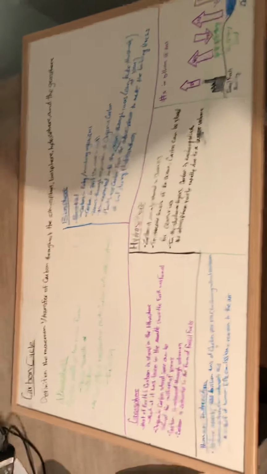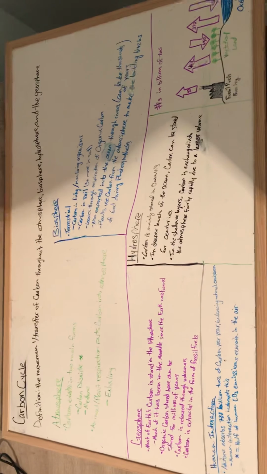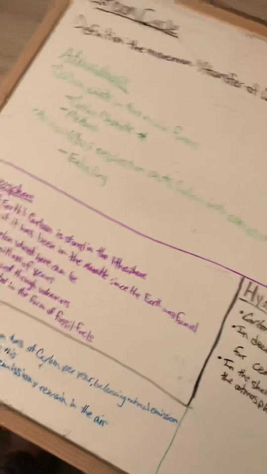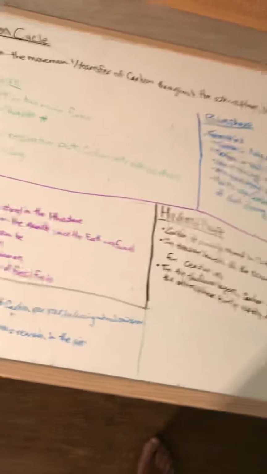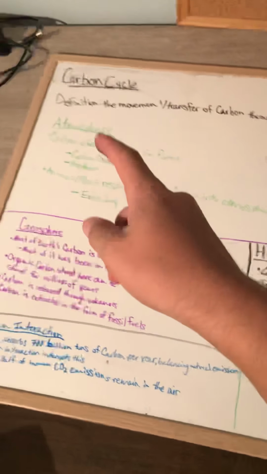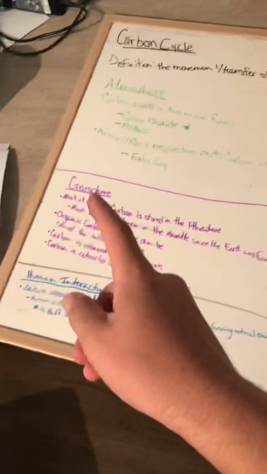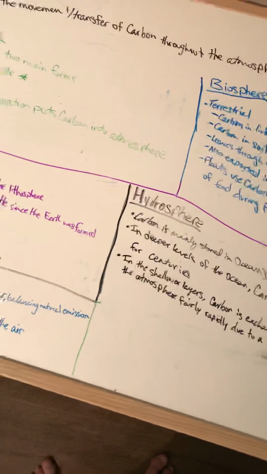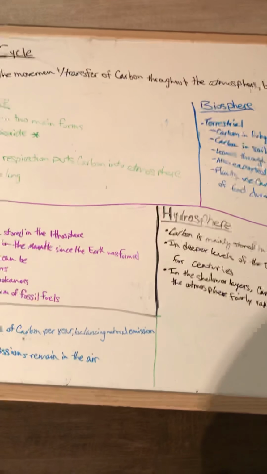So we can see through all of these notes that are not very well written, but we can see how the carbon cycle goes through the atmosphere, biosphere, geosphere, and hydrosphere, and how they work together to allow the carbon cycle to move around.